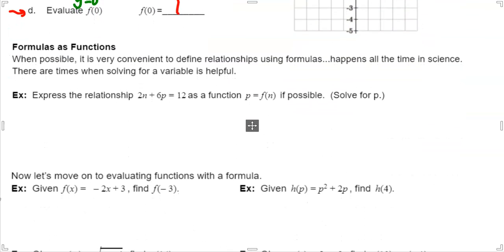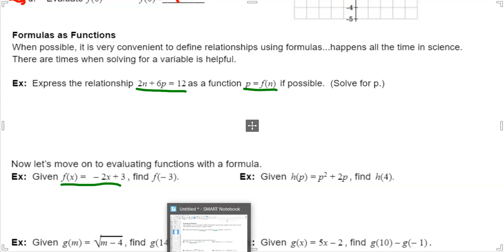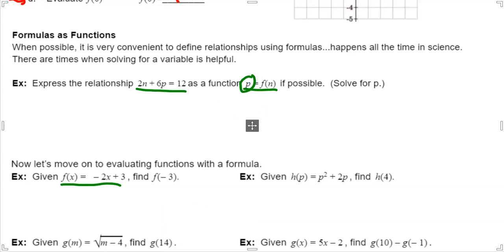All right, next. What happens if I give you formulas? Now we go into the idea where I give you a mathematical rule, and I need to figure out some of these function values. But first, sometimes it's convenient to solve equations or formulas, however you want to look at it, for certain variables. And in this case, we're practicing here to express this relationship as a function where p is equal to f of n. Basically, it's asking me to get p by itself, and what's left over on this side is going to have an n in it. That's really what we're looking at, okay?